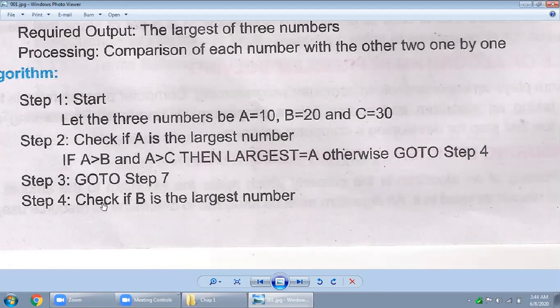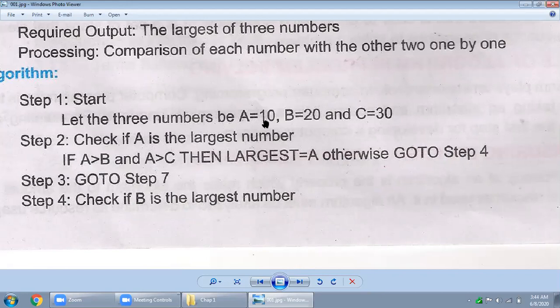Then we will check if B is the largest number. We will perform the same. Again, I am repeating this step because it is a very interesting step and a little bit confusing. If A is greater than B and A is greater than C, then the largest number is A.